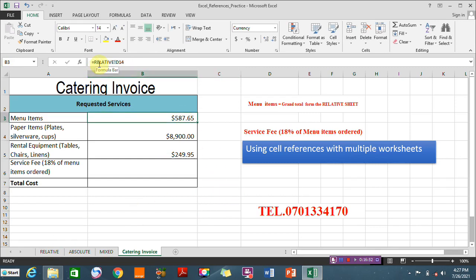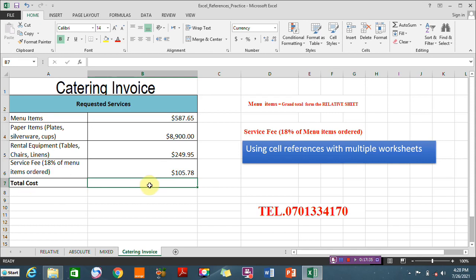So that is it. When you look here, we have relative. That relative stands for the name of the sheet, and the D14 is the cell where the value that we want to bring here is located. And now they're telling us that the service fee is 18% of the menu items, and we have got the menu items already. So we shall come and get this value, which is going to be equals, and 18% is actually 0.18, then multiplied by the value that we have got here, which is the menu items. We click there, then we press enter. So it will calculate that value for us.